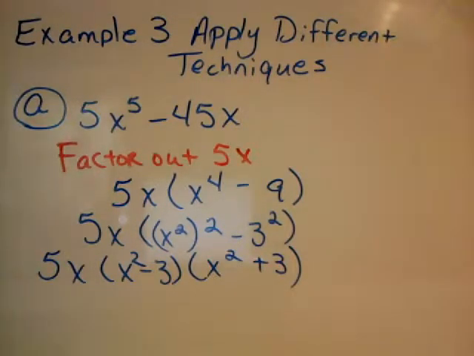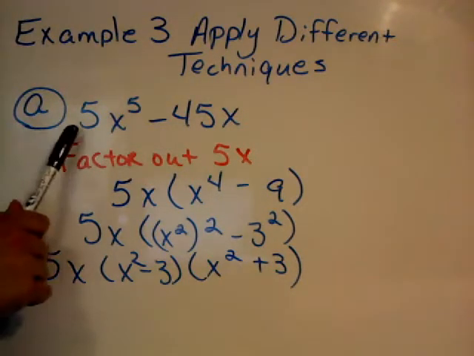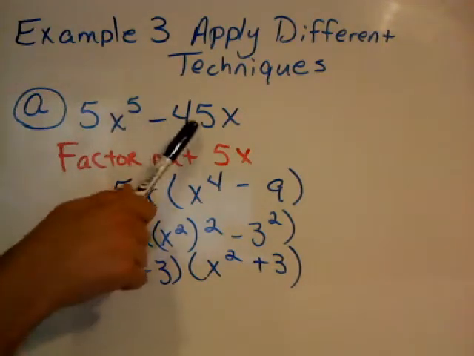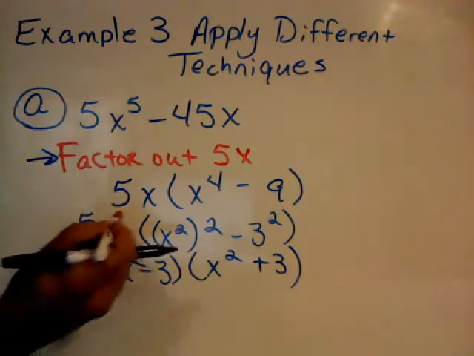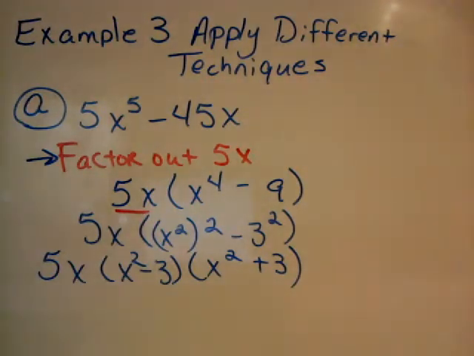Okay, in example 3, we are going to apply different techniques. So let's look. It says that in A we have 5x to the fifth minus 45x. So I either need squares or fours. I need a nice number. So I see that I can factor out a 5x. If I factor out a 5x, that is going to leave me with x to the fourth minus 9.